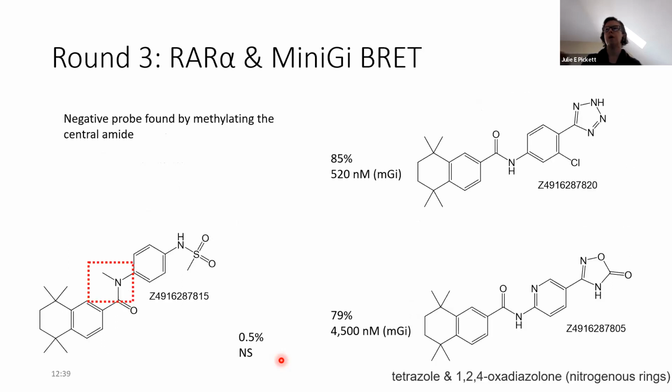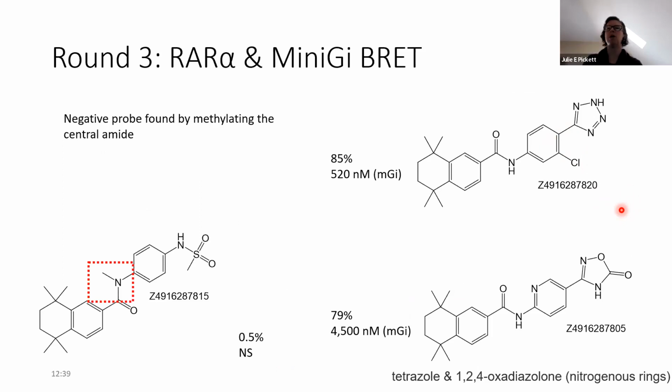Just over here, last look at tetrazole, tried putting a chloro ortho to the tetrazole ring. And while that had good impact in the mini GI assay, it made the liability at RAR alpha even worse. So that's out. Below that, this 1,2,4-oxadiazolone ring is going wrong in both directions. So last call, these nitrogenous rings are out.